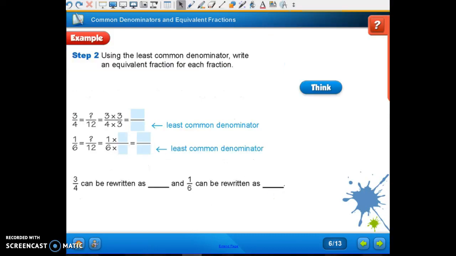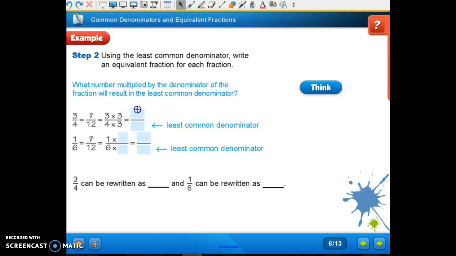Okay, this is step 2 of the example on page 256. It says use the least common denominator. Write an equivalent fraction. What did we find for our least common denominator? 12, right? Back in step 1. What number multiplied by the denominator of the fraction will result in the least common denominator? So you'll see here they set it up 3/4 is equal to so many 12ths. And then they go, well, 4 times what is 12? 3. So they have to take the denominator and the numerator times 3, which is 9.